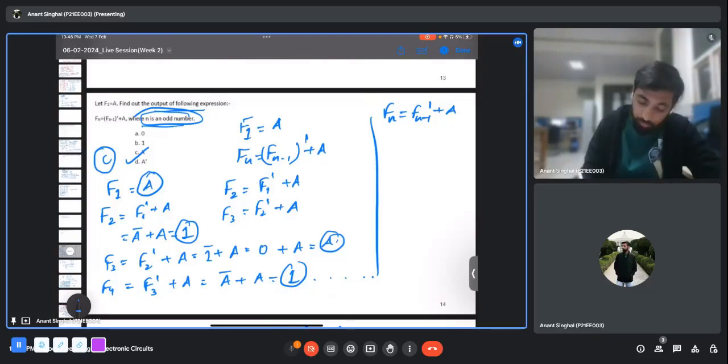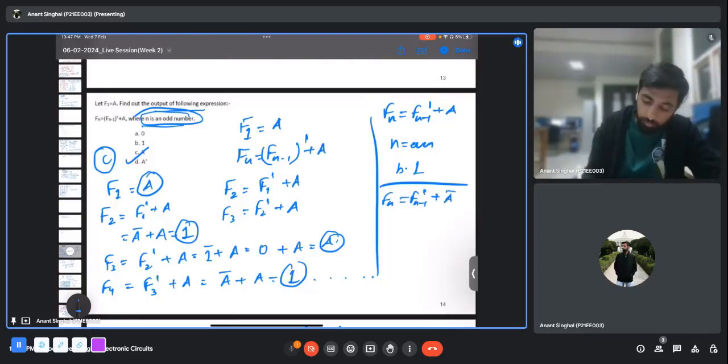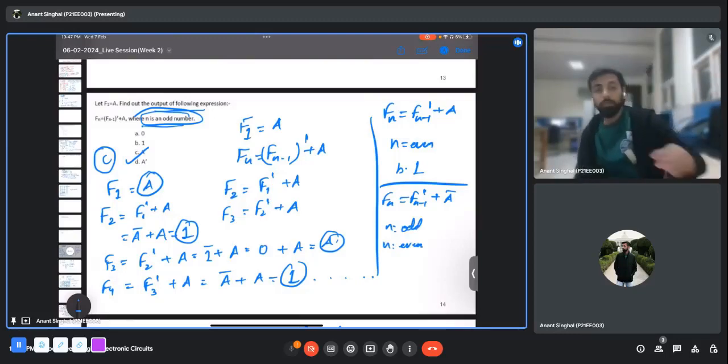So if I say that when n is even, you would have got the answer as option B, that will be 1. Similarly, I can give you a relation such that fn minus 1 complement plus a complement, and similarly you need to find when n is odd, when n is even, what will be fn. So there can be multiple questions. This is a very good question to understand the concept of the binary part.